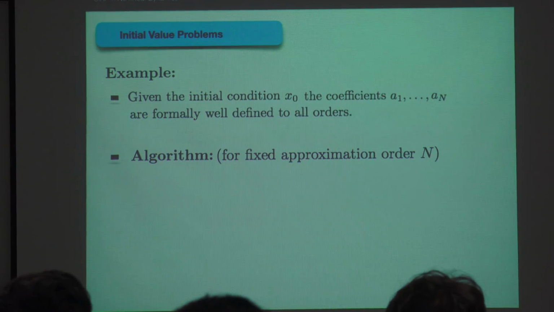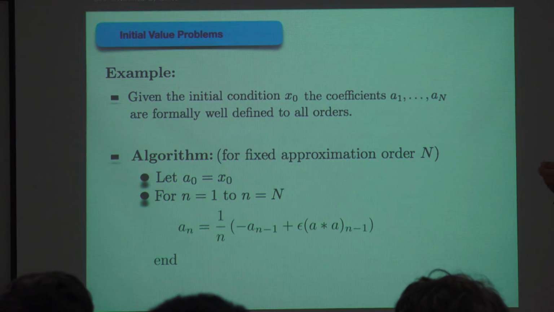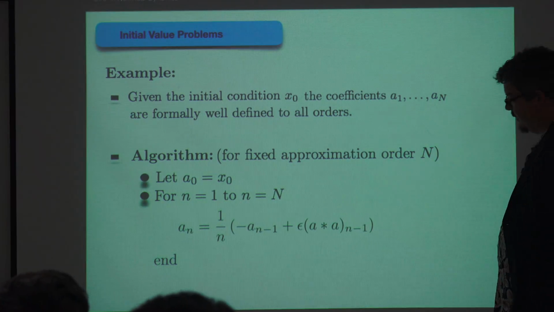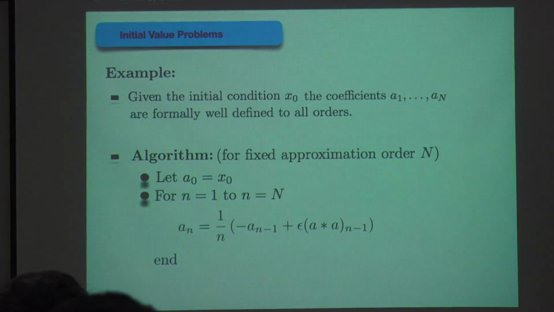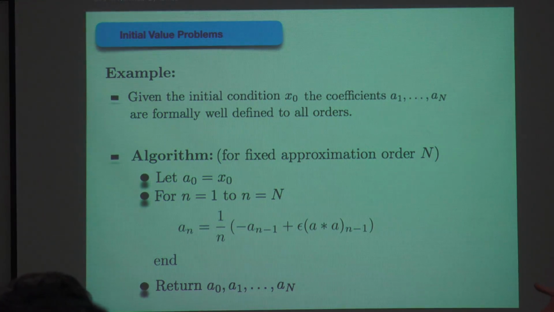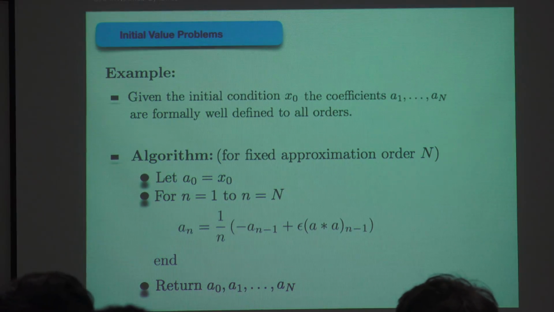Okay. So, you know, that's something you can easily do on a computer, right? So let's say we want to compute to order n. My 0th coefficient is just the initial condition. And then for n equals 1 to the order that you want to compute, your nth coefficient is given by that formula. And then you just return those coefficients. That's a Taylor integrator, right? So this gives you the Taylor expansion of the solution of the initial value problem to any order you wish.